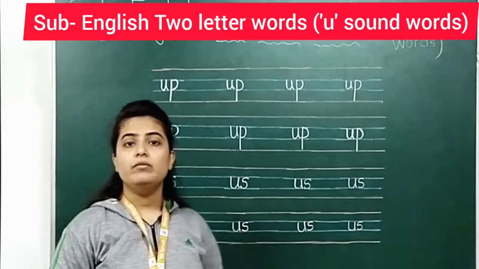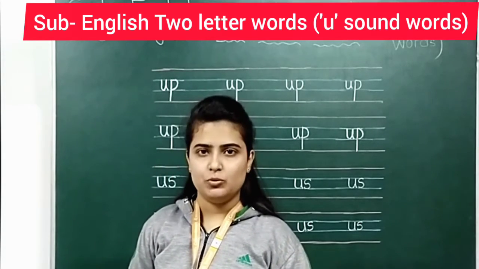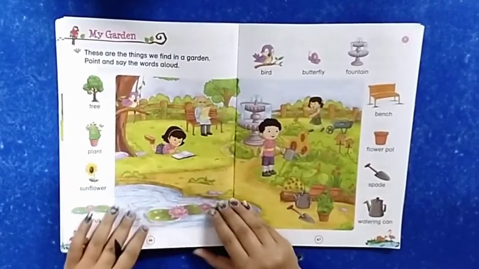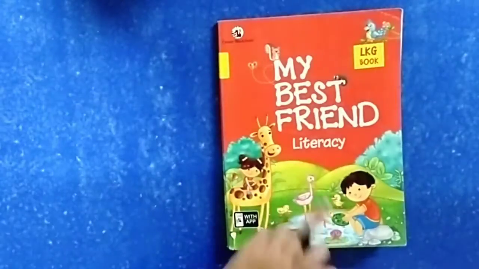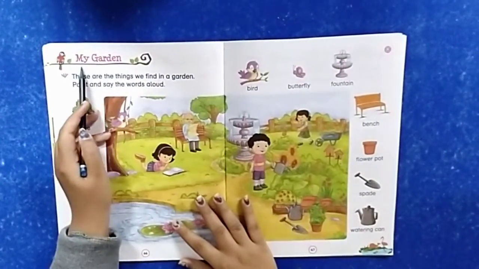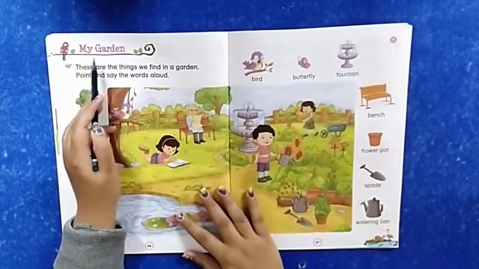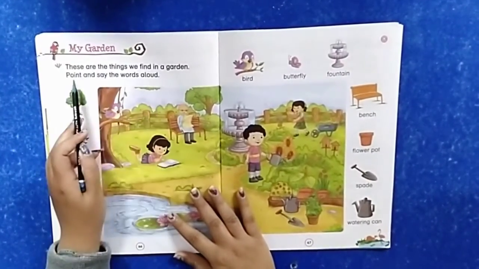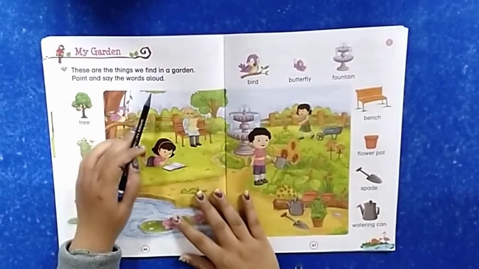Okay. Now we do this topic in English textbook. It means literacy. Okay. So the name of topic is My Garden. These are the things we find in a garden. Point and say the words aloud.